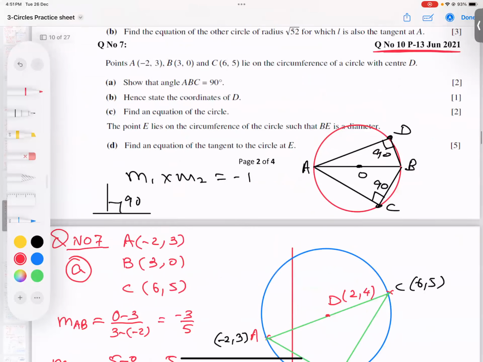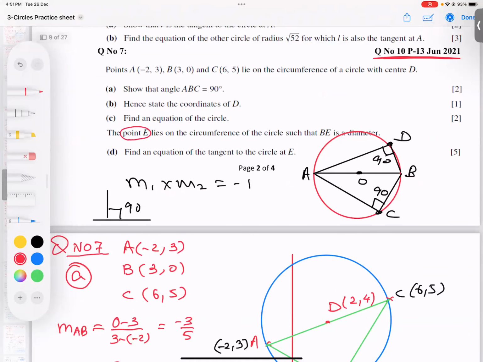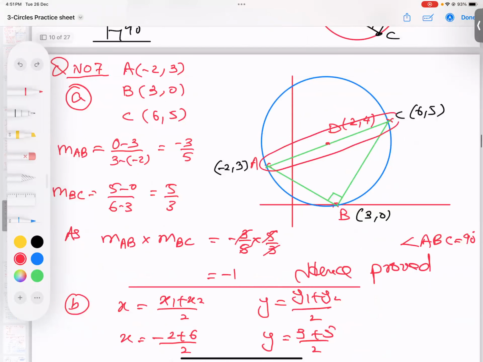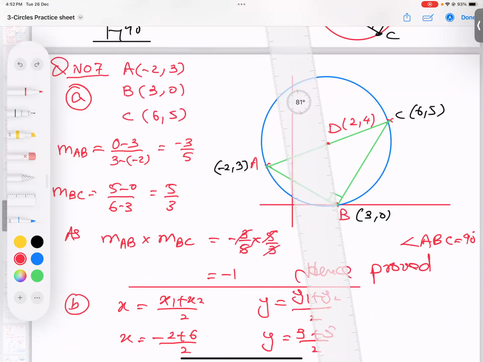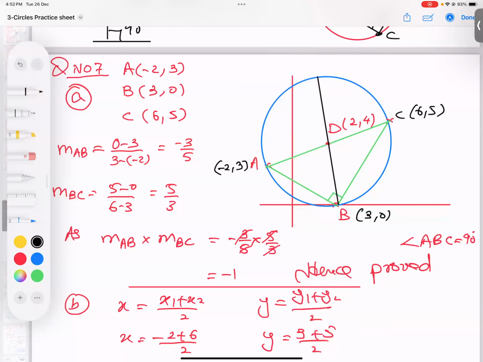Let's talk about the D part. What does the question say? Read the statement, please. Point E lies on the circumference. It means E lies on the circle, on the edge somewhere, such that B is a diameter. So we already have one diameter, students. But he said, no, we have another one. I will take a scale and I will show you. It means joining B and the center of the circle, and I make it with a black line. You see, this is another diameter. Okay, students. So I raise the scale, and this is the E coordinate. Confirm. I believe you got it.